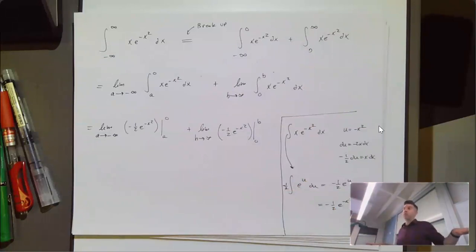The whole thing diverges. It doesn't matter if one of them is infinity and one of them is negative infinity. Infinity plus negative infinity is indeterminate. We can't say anything about it.